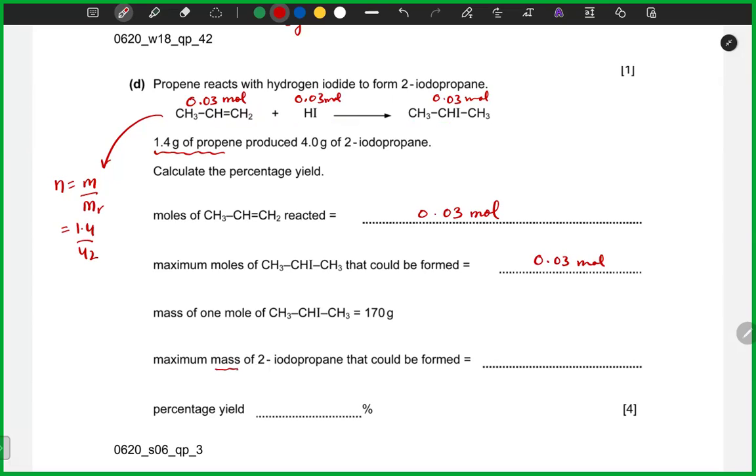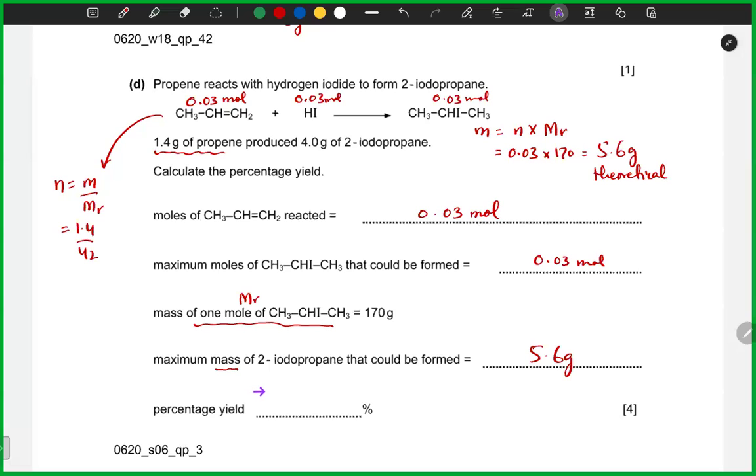He's asking for the maximum mass as well, so I'm just going to convert that into mass. Mass is moles multiplied by the MR, which is 0.03. The MR is already given as well. They've given me the MR, which is 170, right? So what's 0.03 times 170? That's giving me 5.6 grams. So remember, this is my theoretical value. This is what my calculator gives me.